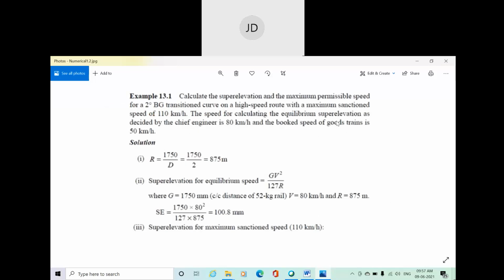Okay, how? First you find out the radius of the curve, and this is the standard formula that you have to remember for broad gauge. Since it is mentioned here, it is broad gauge. So for broad gauge, it is 1750 divided by D, where D is your degree. Just put the value here and find out the radius of the curve in meters. So R will be 875 meters. After getting the radius of the curve, you can find out the equilibrium super elevation, or you can say super elevation for equilibrium speed.